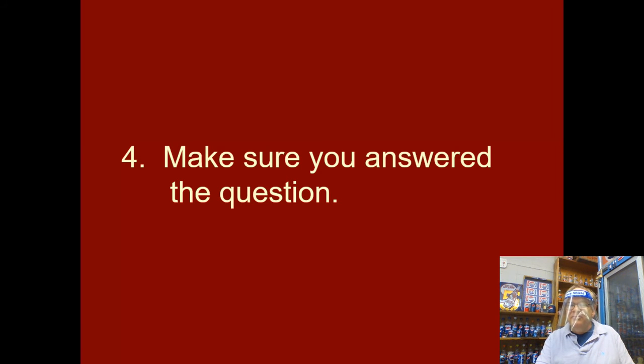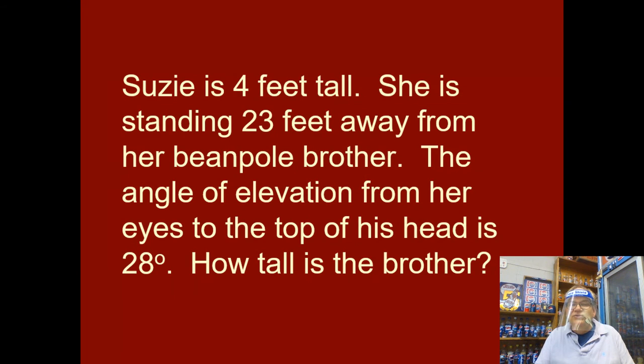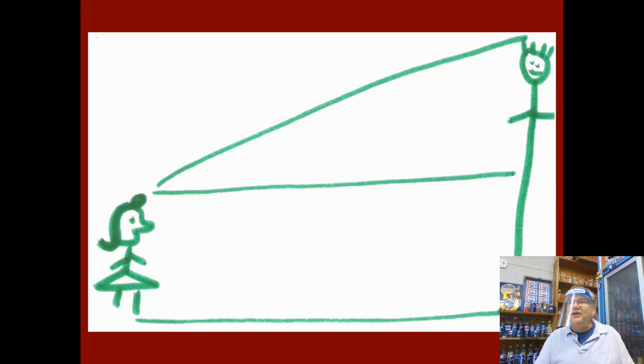So we're going to do those three problems, and you're going to find out none of them is really very hard to do. We're going to go back to Susie and her beautiful brother. And again, it tells you she's 4 feet tall. She's standing 23 feet away from her brother, and the angle of elevation is 28 degrees. So for just a second, I'm going to go back to the blank picture. It told you in the problem she was standing 23 feet away from her brother. Where would I label that if I was labeling this picture?